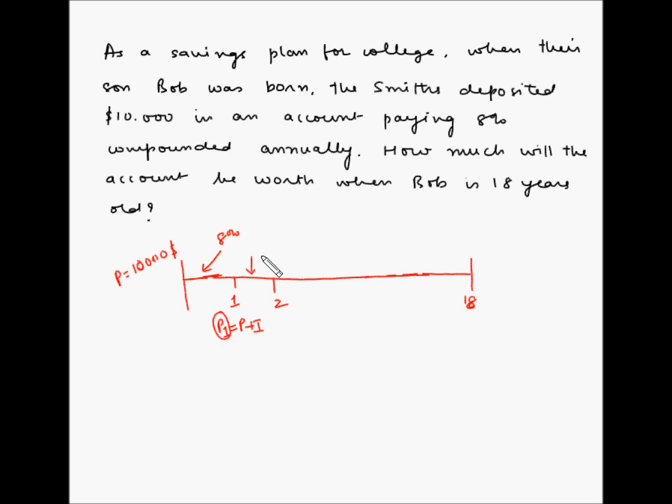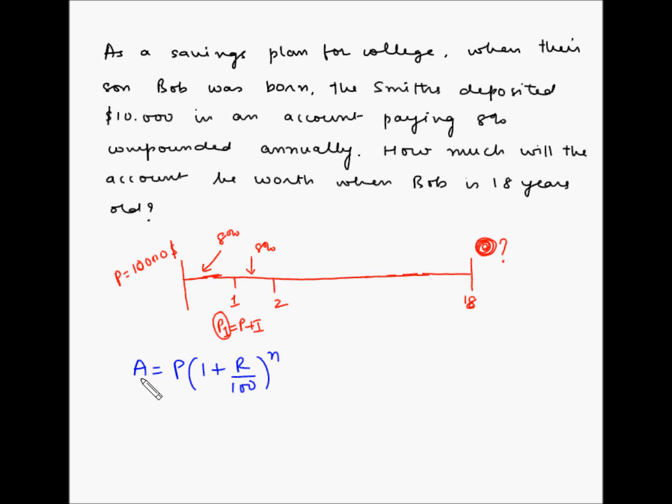So the interest of 8% is accrued on this P1, which is the amount at the end of the first year, and so on. So now the Smiths are trying to find out what is the amount they'll get at the end of 18 years with this plan. So the amount is equal to principal multiplied by (1 + r/100) to the power n.